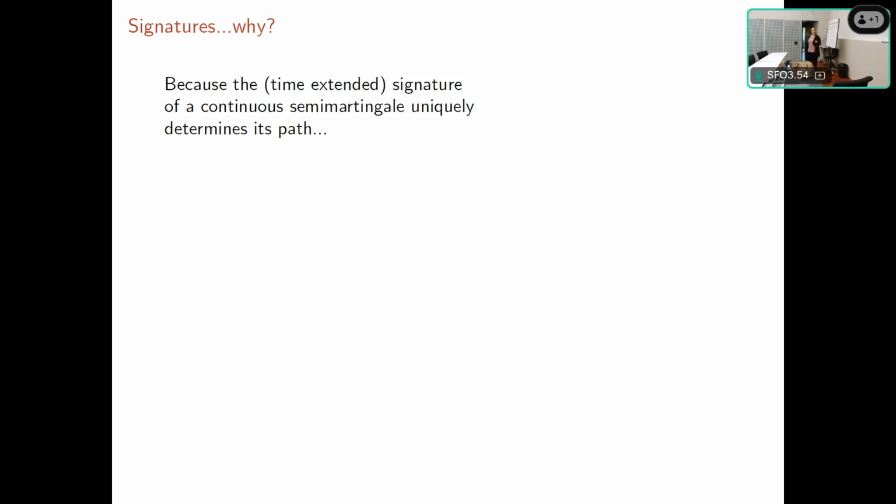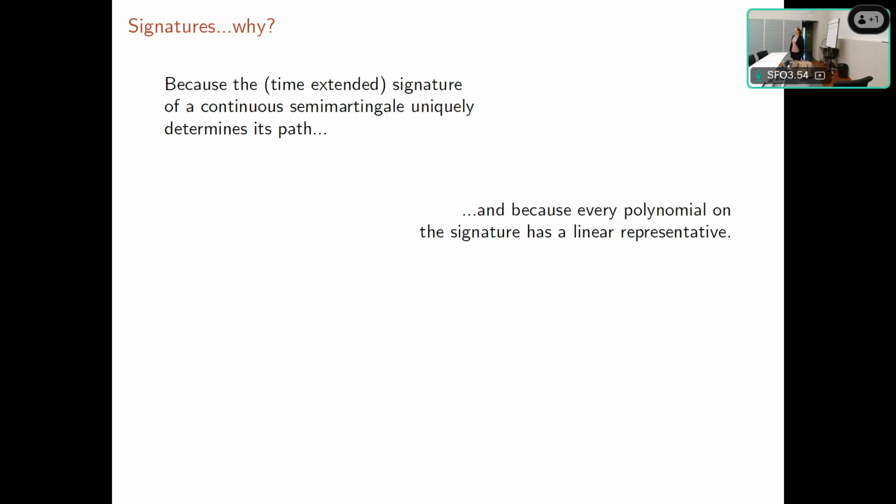The first one is that the time-extended signature of a continuous semimartingale uniquely determines the path. Very cryptic sentence, but the meaning is that instead of using the whole trajectory of the object you're interested in, you can use its signature. Looking at the signature at a given time t, you have all the information that is contained in the trajectory. Why continuous semimartingale and not semimartingale?